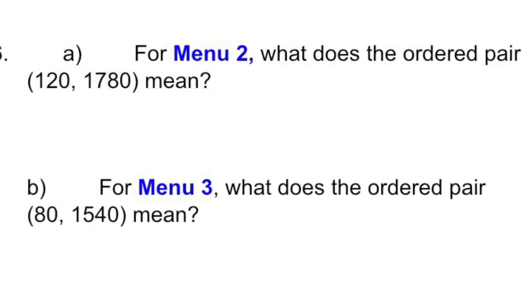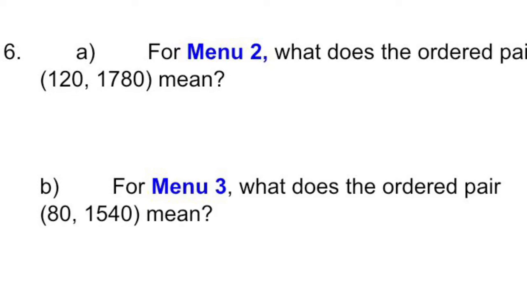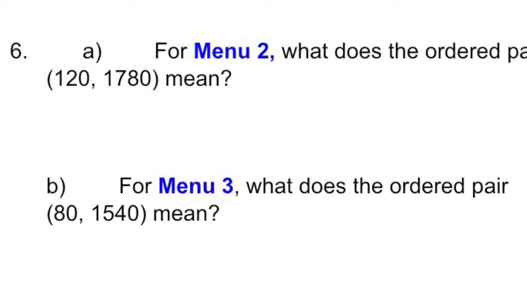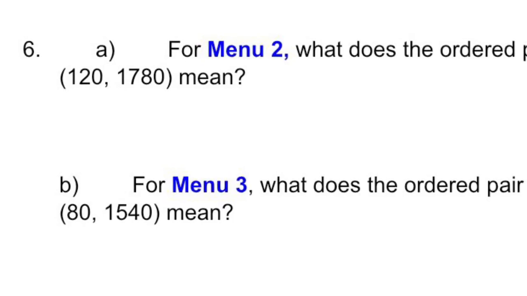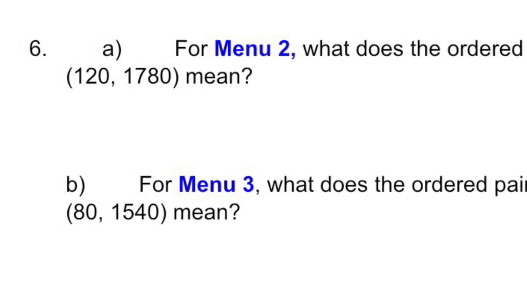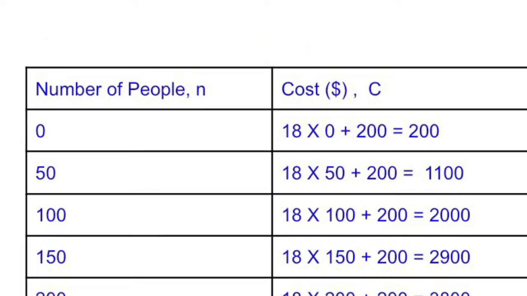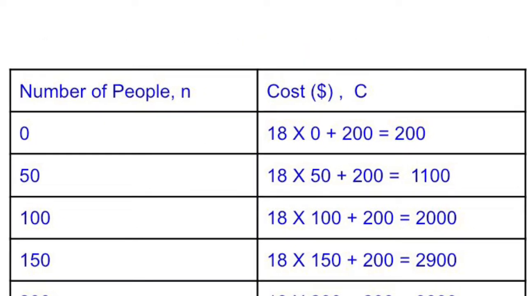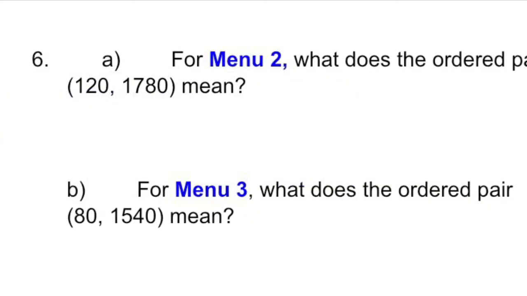Okay, so now we see these questions. Number 6. And these questions aren't difficult at all. You just have to think a little bit about what the 2 numbers in the bracket stand for. So the first number stands for the N, and the second number stands for the C. How do I know that? Well, in the table of values, the N comes first, and then the C comes second. So that means that that first number tells you the N, the number of people.